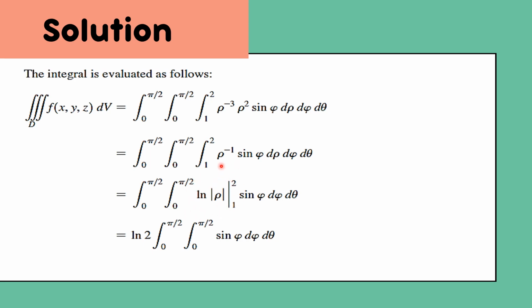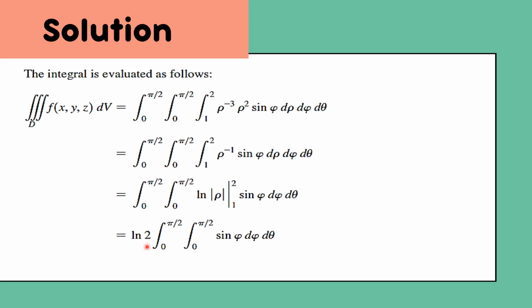The integral of rho to the negative 1 is just 1 over rho, so that becomes ln of rho. So evaluating it, integrating from 1 to 2 with respect to rho.